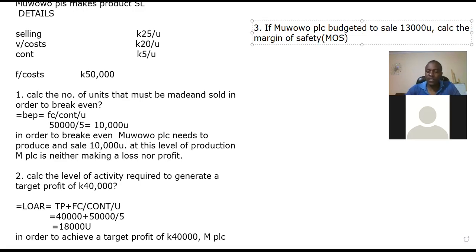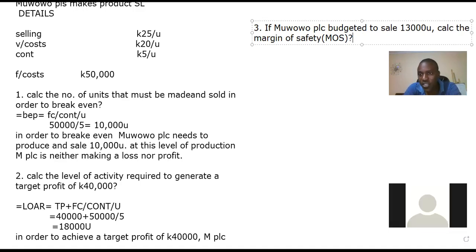So guys, what is the margin of safety? Now here's the issue, guys. Because I'm such a very nice man, I want to show you what the margin of safety is. The margin of safety is the number of units that you can lose before you can begin to make losses. So I'm going to give you a question that's going to give us a diagram of the margin of safety, and I'm going to show you on the diagram how the margin of safety is done.